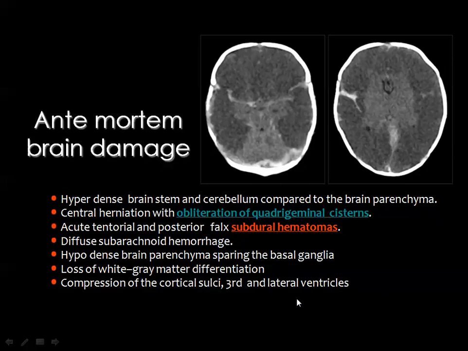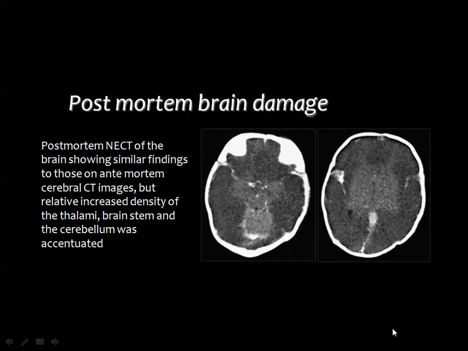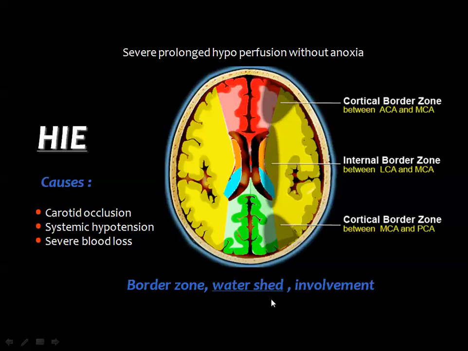herniation. Acute tentorial and posterior falx subdural hematomas are usually the sequelae of ischemic vasculopathy, which will result in damage of the wall of the vessel and bleeding in the subdural space. Also, there may be subarachnoid hemorrhage. Then this is the post-mortem brain damage. As I have mentioned, this is an indication of profound cerebral ischemia whenever you see the global hypodensity of the brain together with hemorrhagic spots in the subarachnoid and in the subdural space.